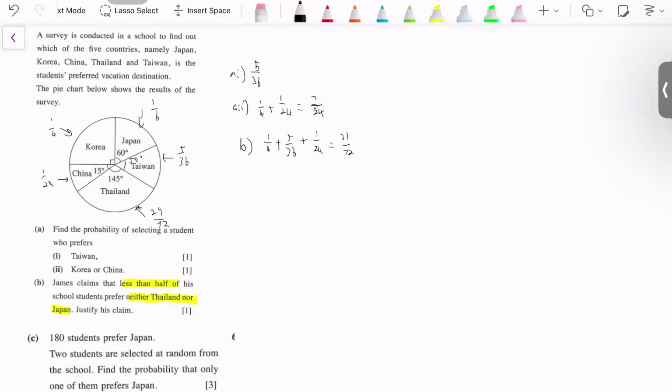So in this case, it shows less than half. So his claim is correct.